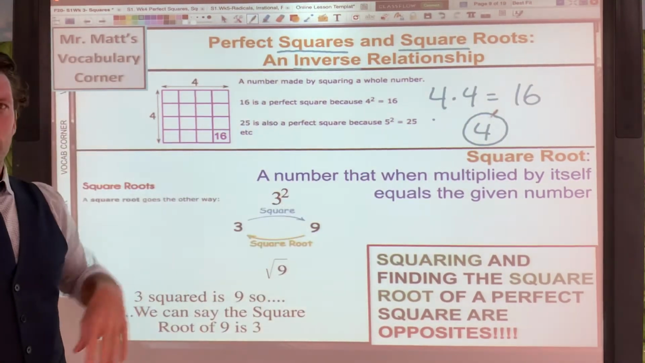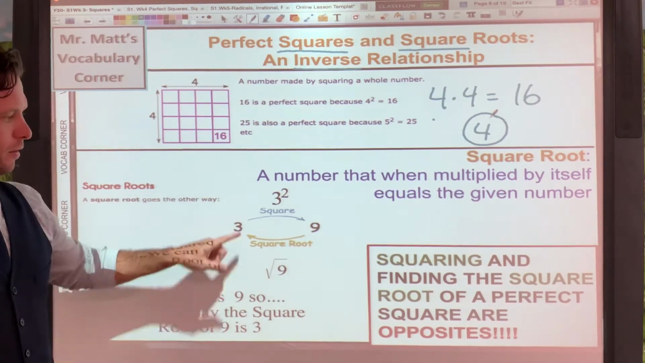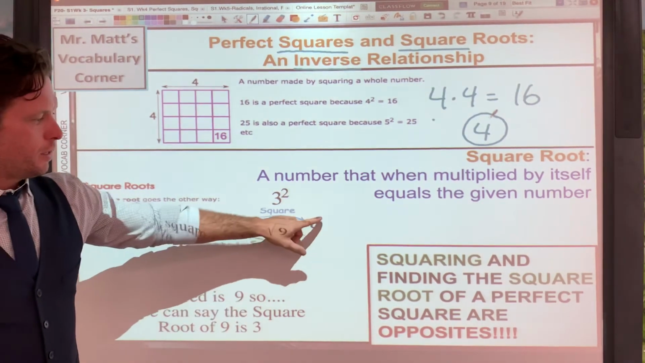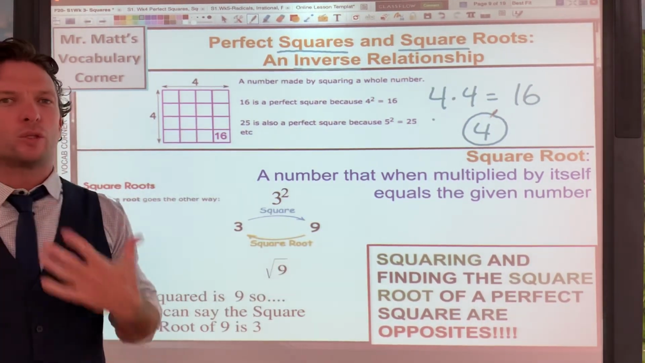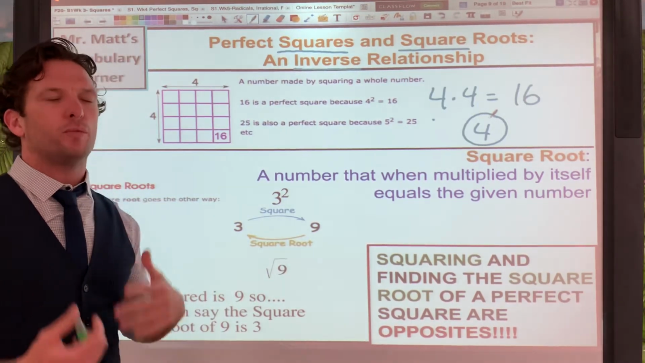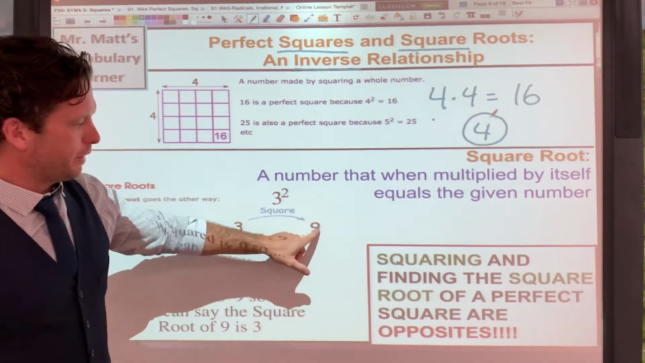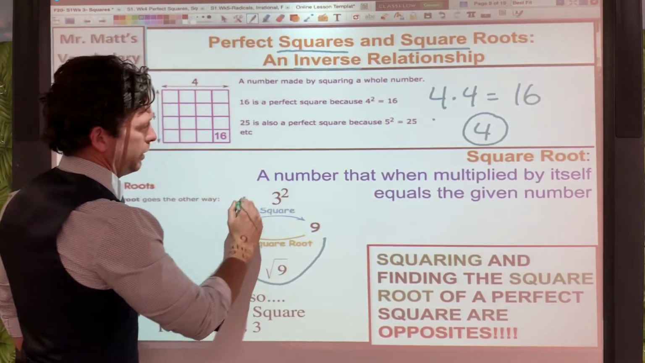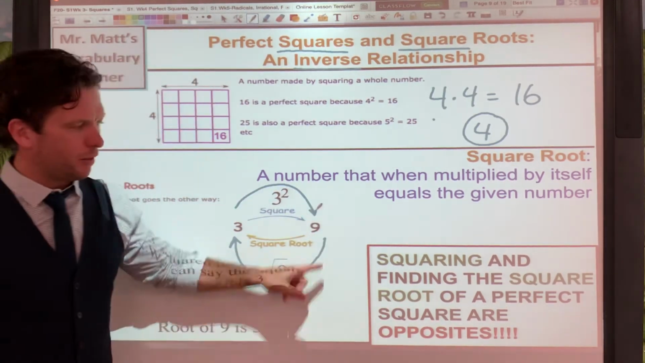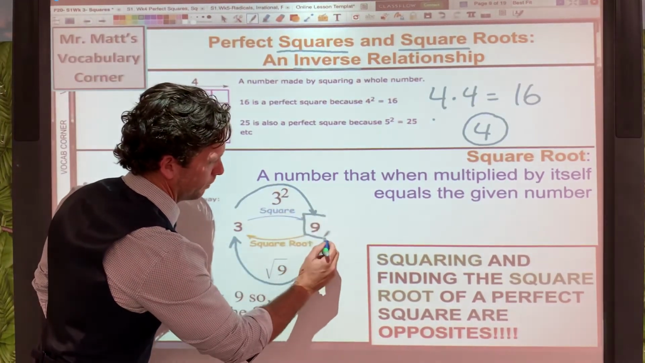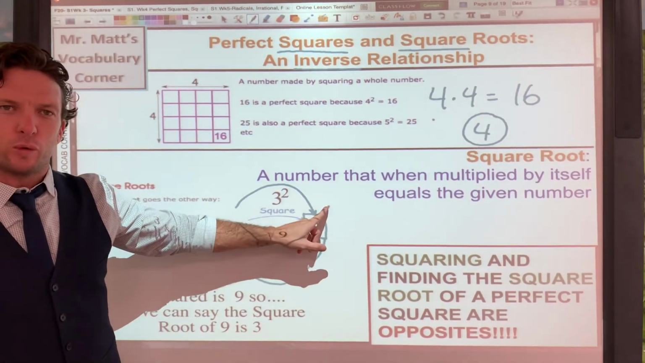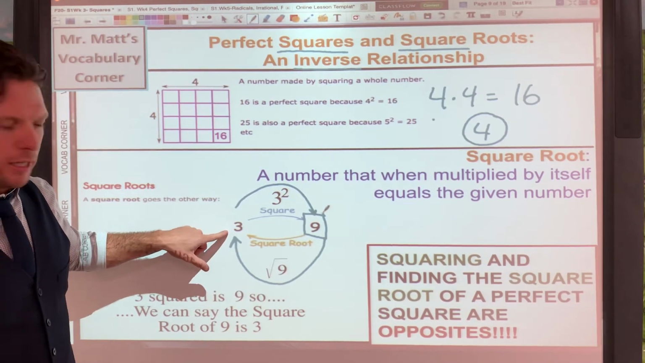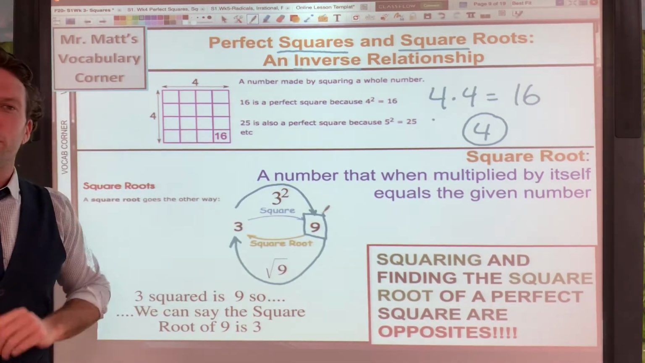If we look at the bottom, remember I said that these are inverses. 3 squared would give us 9. So we can ask ourselves, what is the square root of 9? Or what number did we multiply times itself to give us 9? We go right back to the beginning. 3 times 3 gives us 9, or our perfect square of 9. And then if we want to find the square root of 9, we work backwards and say, what number did we multiply times itself to get 9? And that would be 3.